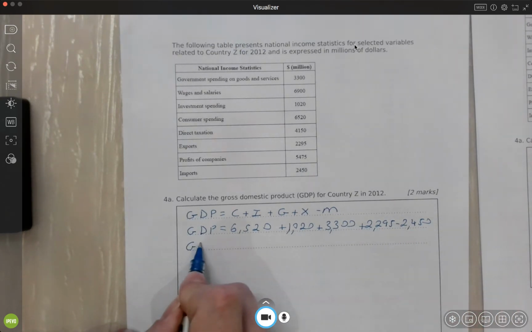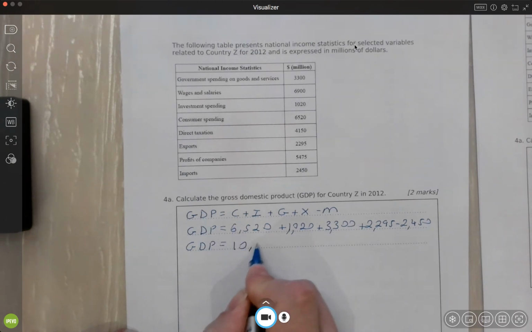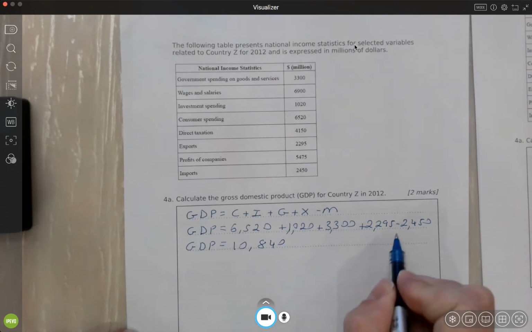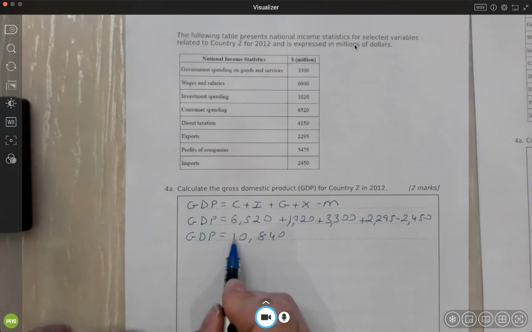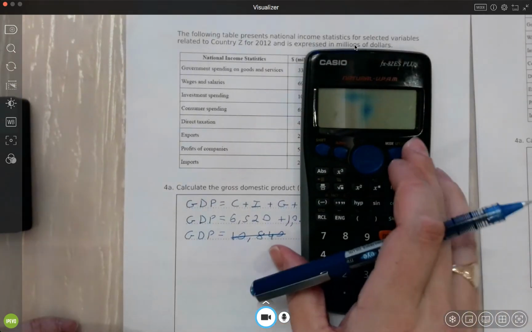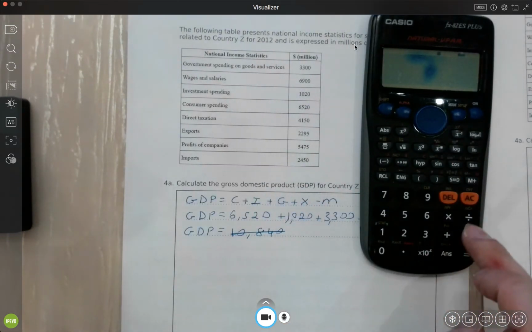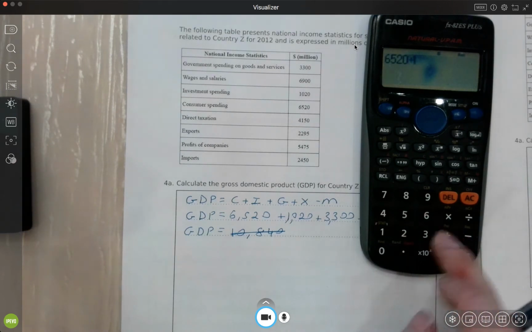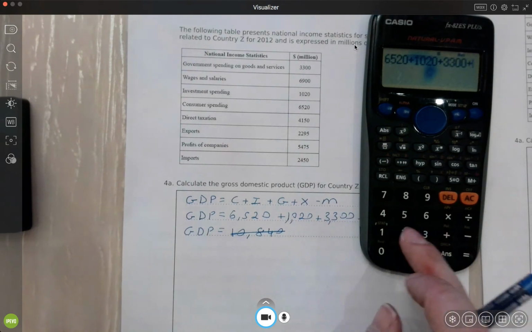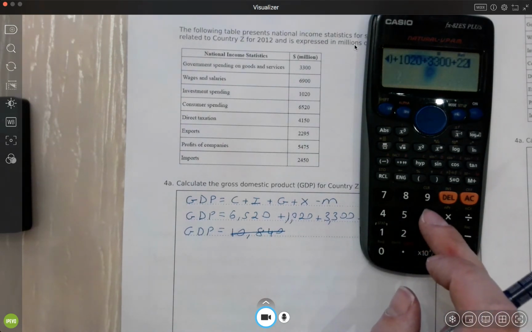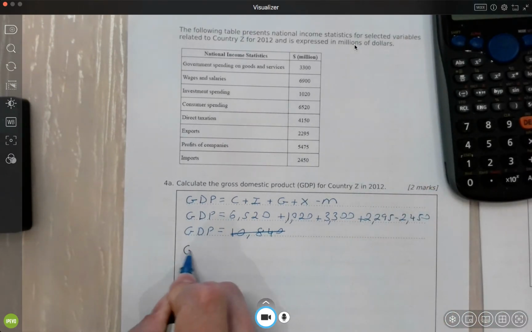Okay, so we've got GDP, and I believe from what I've done already is 10,840, which is this plus this plus this plus this, and then I'm going to go... Where did I get that from? Oh, silly me. No, I'll do it differently, and that's fine. Okay, so I've got GDP equals 6520 plus 1020 plus 3300 plus 2295. Just making sure of my numbers. Yeah, equals 13135.